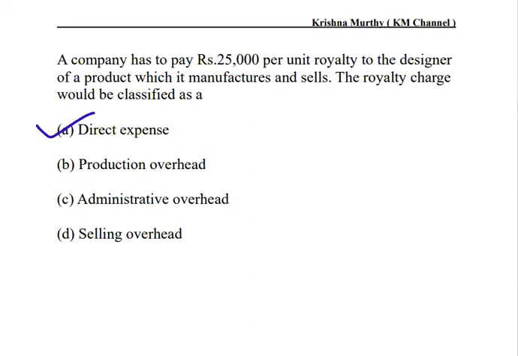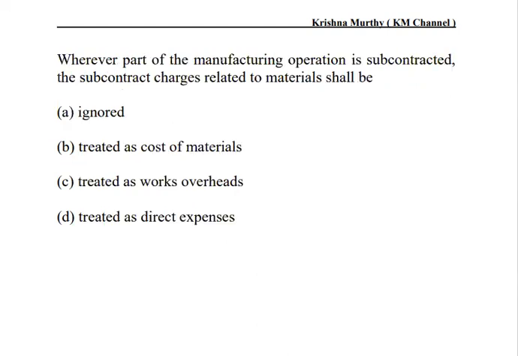Okay. The next one, whenever part of the manufacturing operation is subcontracted, the subcontract charges related to materials shall be: first one, ignored; B, treated as cost of materials; C, treated as work overheads; fourth one, treated as direct expenses. The right option will be what? D, treated as direct expenses.